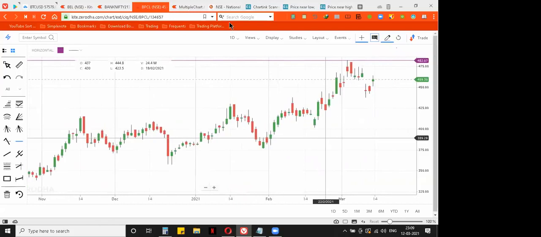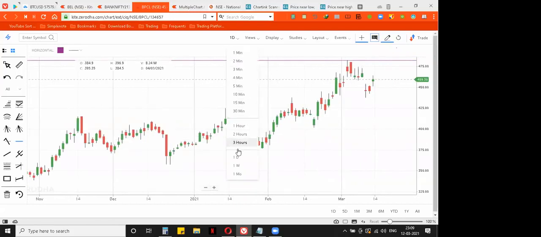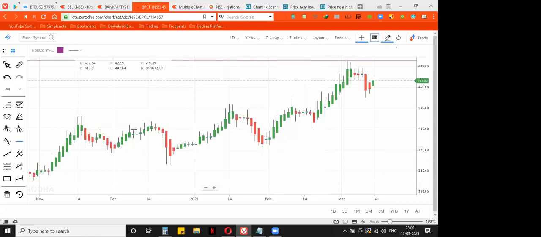The moment I know that I'm in a red candle in HeikenAshi, sorry about that, I clicked on the wrong thing. The moment I see a red candle here, I know that it's time to buy. What is the price at which I'll buy? Above the red candle high.